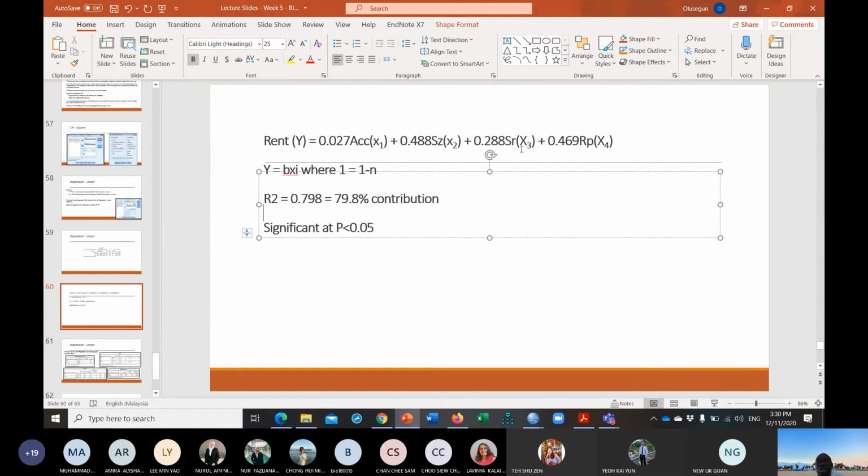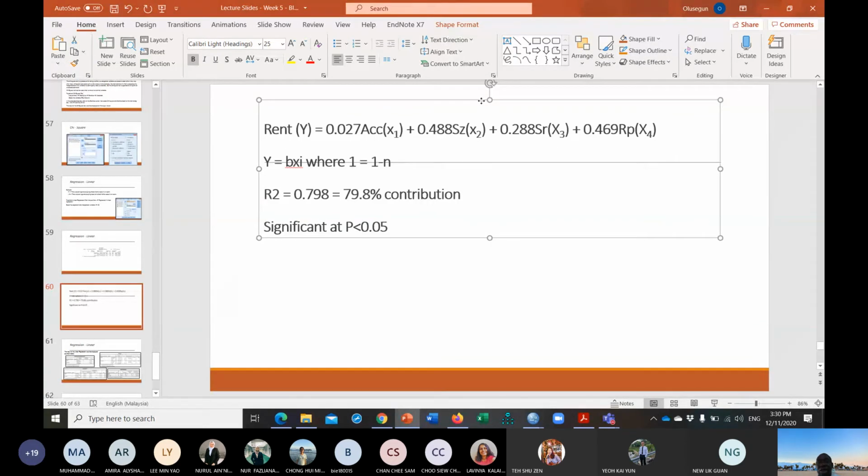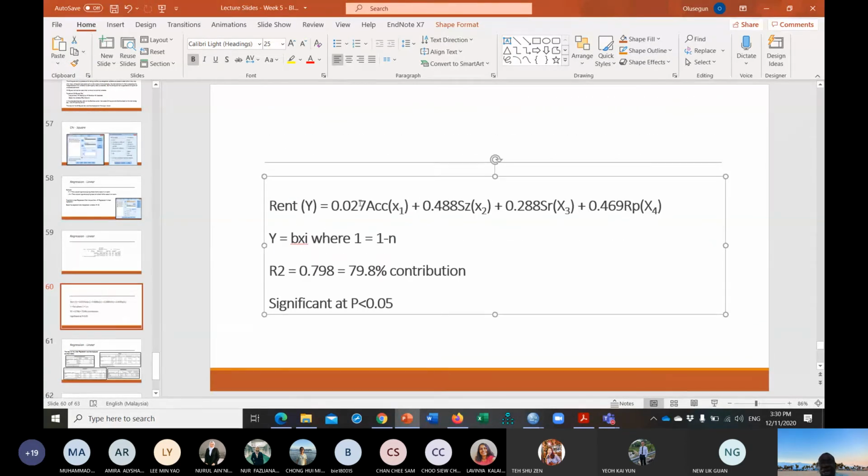Plus. So this is the equation that we can deduce from the regression we have done. It tells us that accessibility contributes just 2.7, this contributes 4.8, this contributes 2.8, and this contributes 4.6. So this is the way these four factors are affecting income. Any other factor that is not considered here could be responsible for the other 20% contribution to the income. Is that okay?